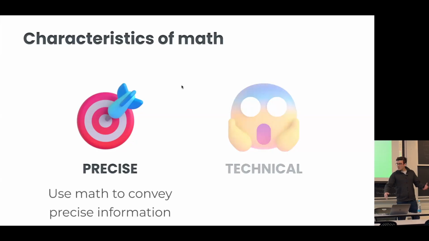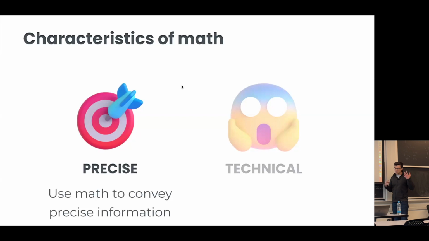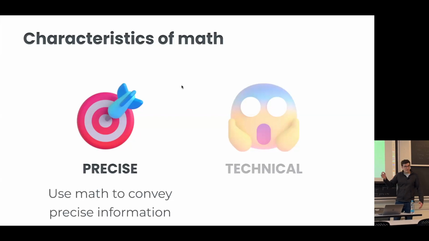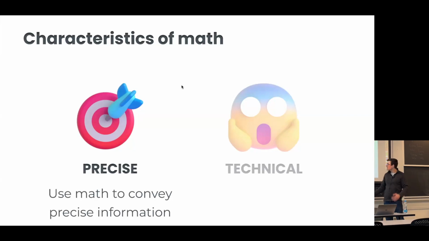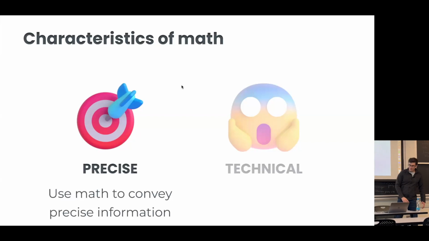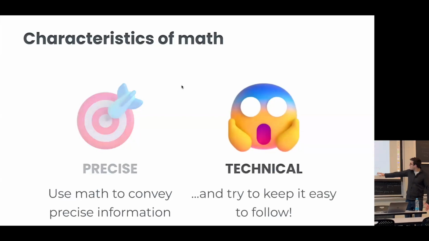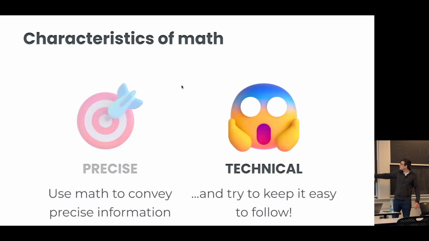Bringing this back to the optimization analogy, because math is precise, we can use it to convey precise information. If you have a very precise idea you want to convey, again, y equals mx plus b, some complicated polynomial, some sort of relationship about statistical properties of some model, you can use math to convey that information. But you've got to be careful to keep it easy to follow.